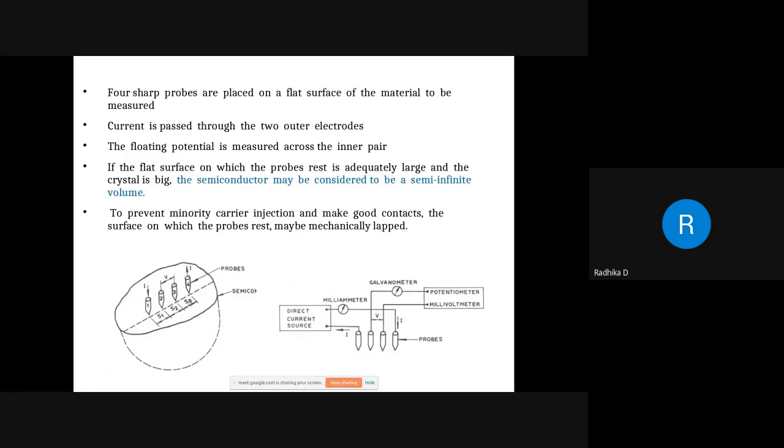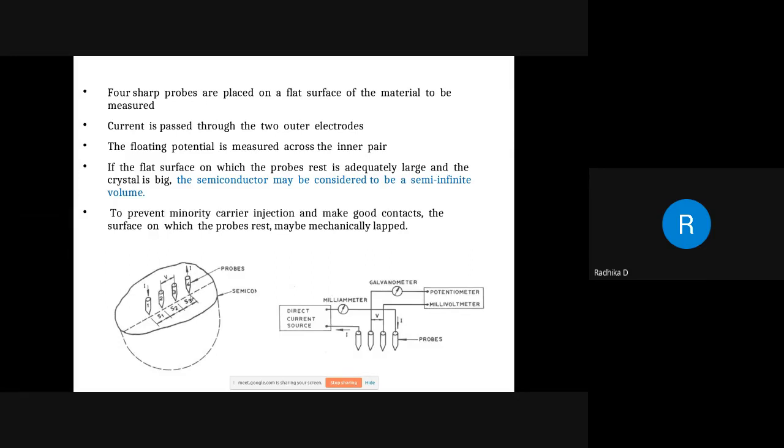Now, between these probes you can see the distance marked S1, S2 and S3. This distance actually remains constant. The distance between each of the probes, that is 1 to 2, 2 to 3 and 3 to 4, will remain constant.